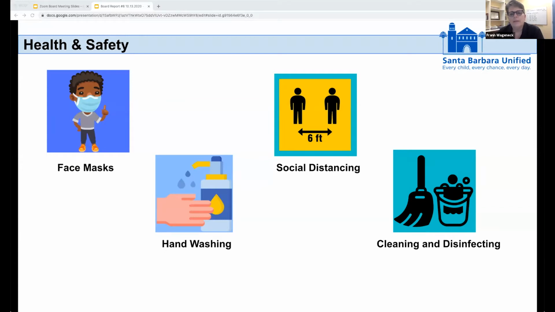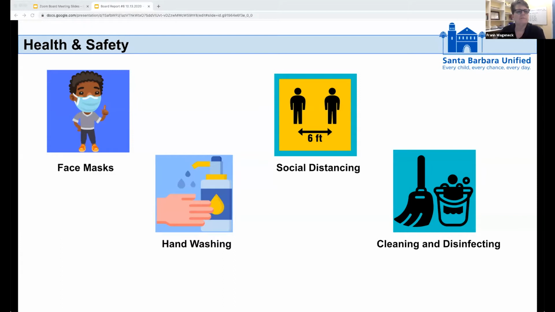There will be exemptions that will be very rare. Staff and students who have medical conditions that prevent them from wearing a face covering will be required to get a formal exemption that is signed by a physician. But again, we expect those to be rare.